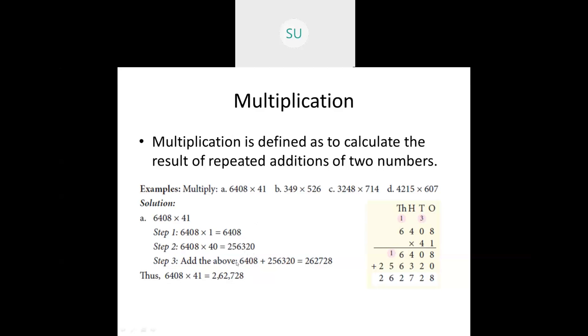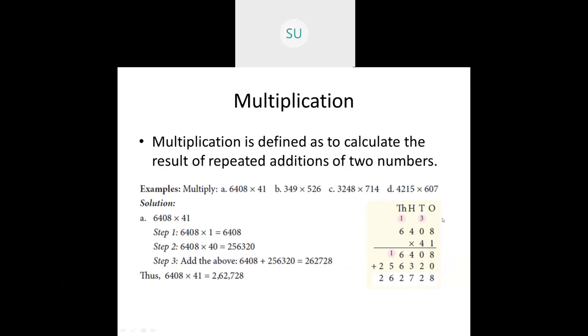Okay, once you finish multiplication, you'll add the numbers. So you'll add 6,408 plus 2,56,320. So when you add them, you'll get the answer as 2,62,728.